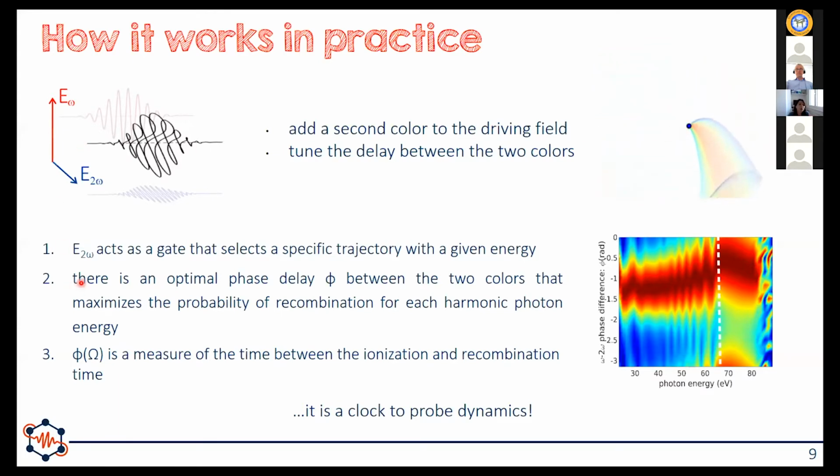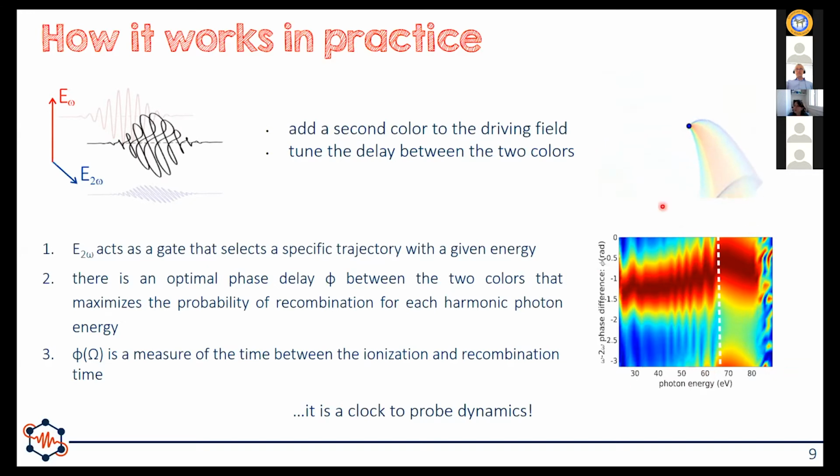So basically what happens is that the second color acts as a gate that selects a specific trajectory with a given energy. And there is an optimal phase delay between the two colors that maximizes the probability of recombination for each harmonic photon energy. So this phase as a function of the photon energy is a measure of the time between the ionization and recombination time, and it's your clock to probe the dynamics.